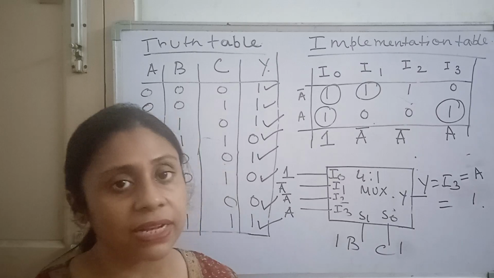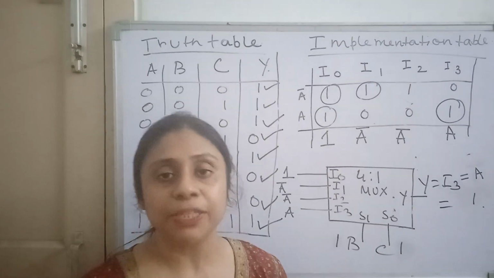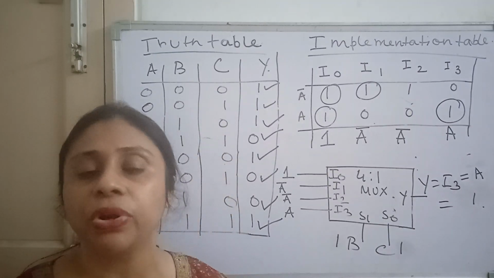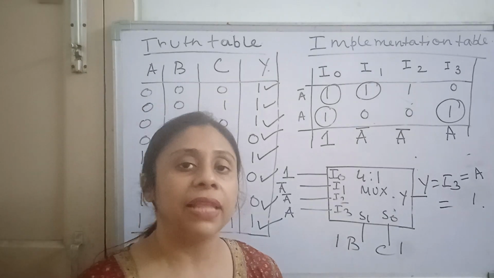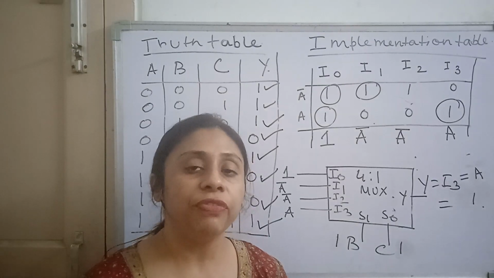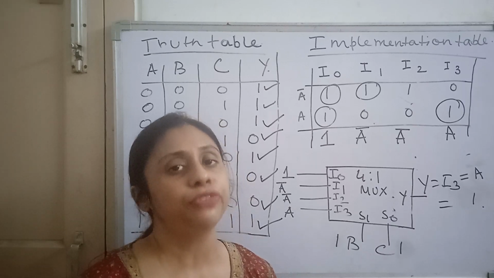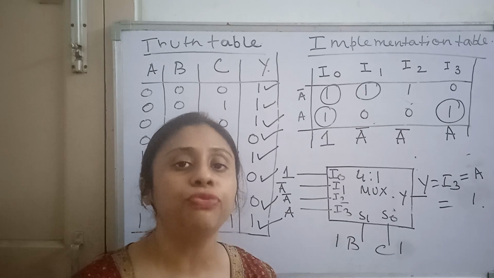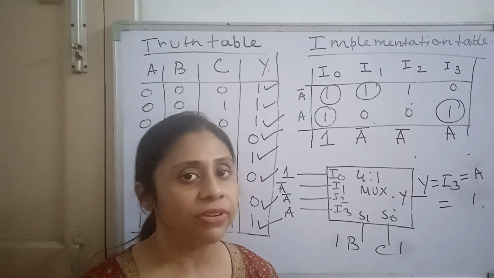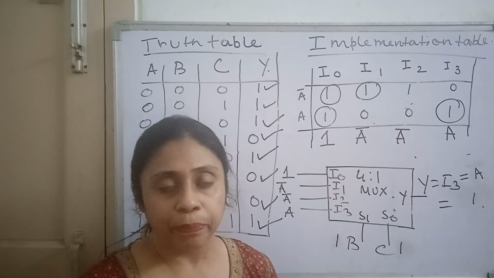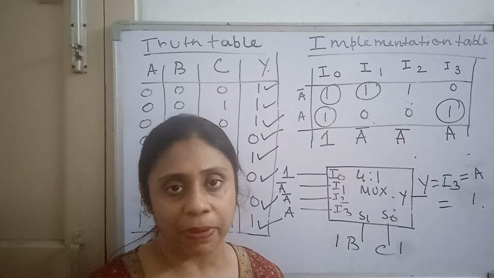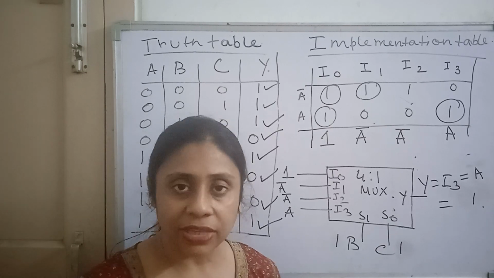In the next class, we will cover the expansion of multiplexer. That is, what is the expansion of multiplexer? The expansion means we will use, suppose, a 2:1 multiplexer to have a 4:1 multiplexer, or a 4:1 multiplexer to have an 8:1 multiplexer. This is called the expansion of multiplexer. So in the next class we will do that.